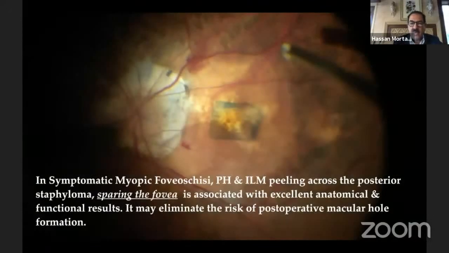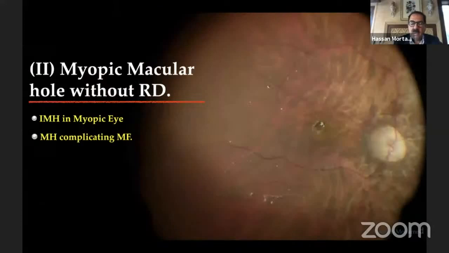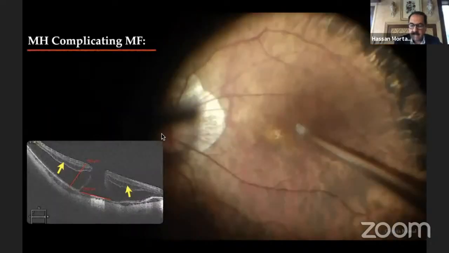So fovea-sparing ILM peeling should be the treatment of myopic foveoschisis. We move to the second entity, which is myopic macular hole without retinal detachment, and we have two types: idiopathic macular hole in a myopic eye and macular hole complicating myopic foveoschisis.